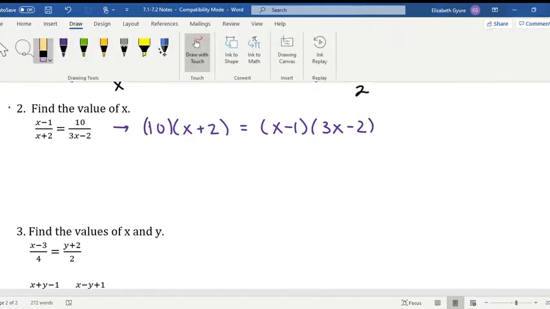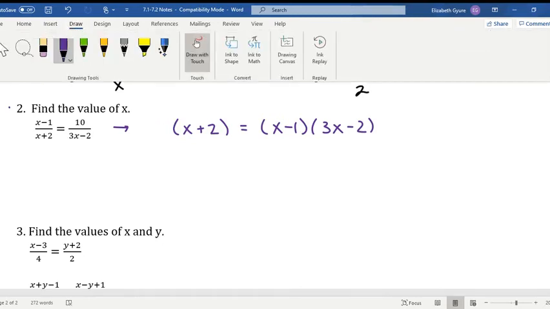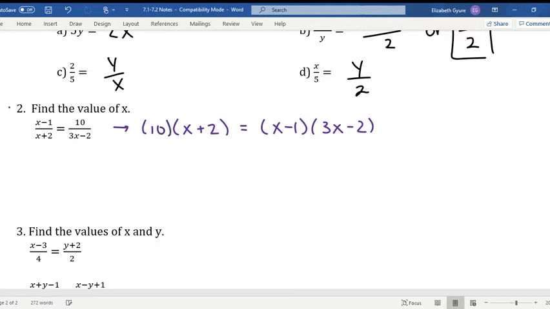Because remember, the entire numerator and the entire denominator of each fraction is a quantity, so you want to keep it together and make sure that you distribute. So now we can go through and just do our distribution. On the left here, just remember, you're just distributing a single 10. So that's 10x plus 20.